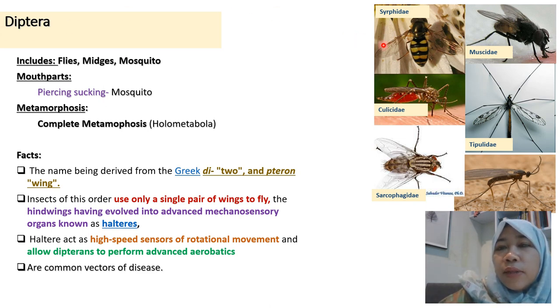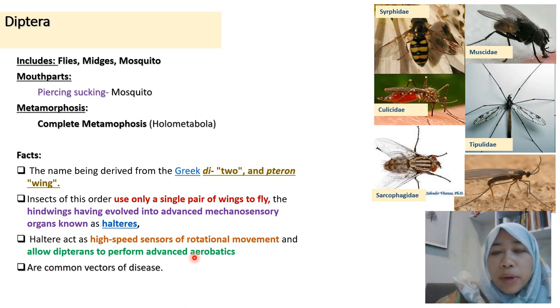But in the flies, the hindwing is modified into halter. Yeah, the hindwing is modified into halter to balance when flying. Okay, and then the halter acts as a speed sensor of rotational movement and allows dipterans to perform advanced aerobatics. Yeah, so we already studied it in last week's session, and these diptera are common as a factor of disease. Yeah, factor of disease on humans and also on other animals.